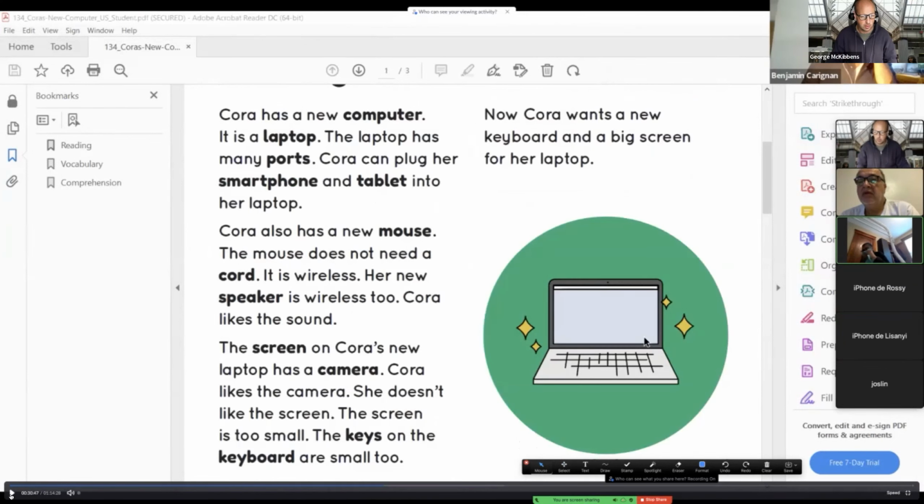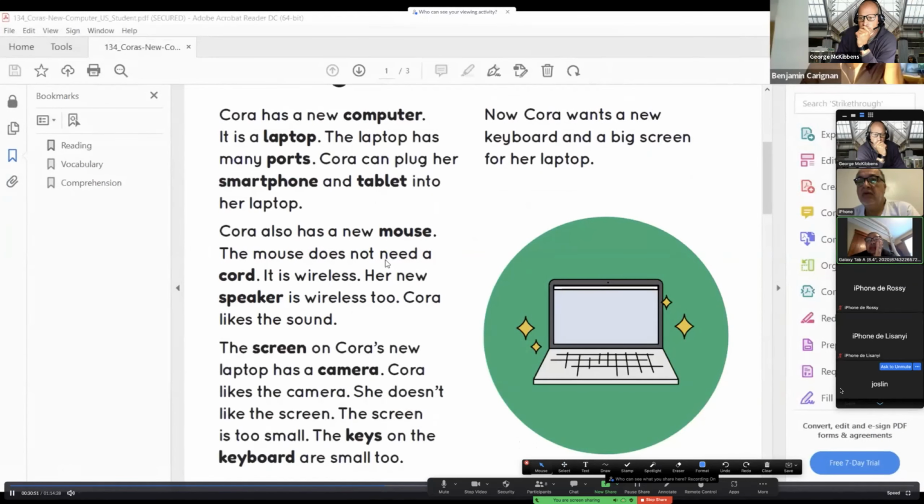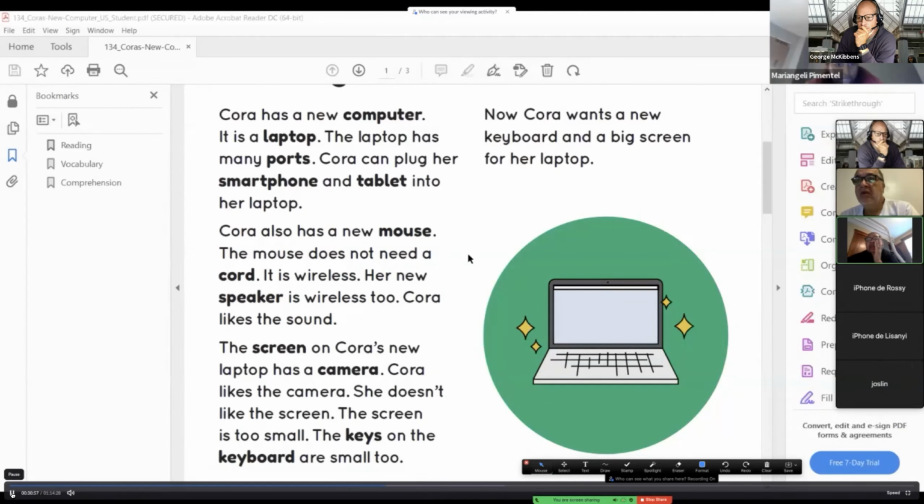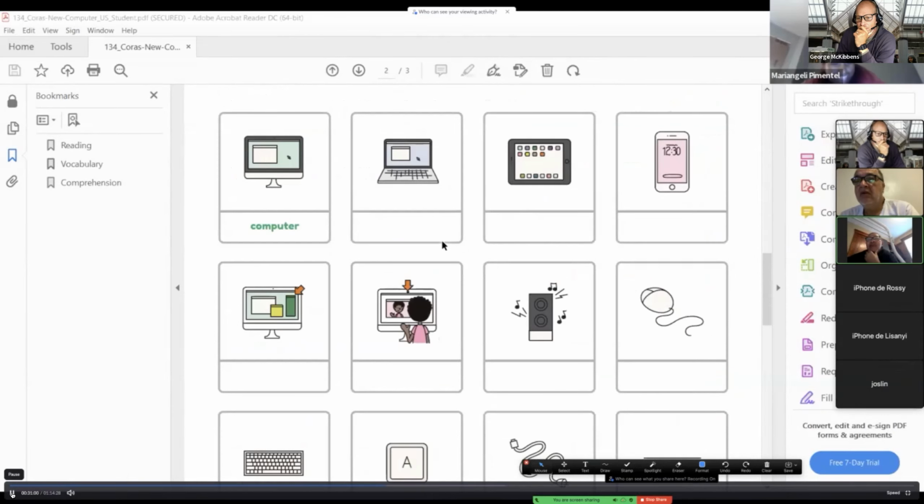So here we go. Is this everyone? 1, 2, 3. Okay, guys. I think everyone finished. Yes. Yeah. Okay. Right. Okay. So let's talk about vocabulary first. Okay.